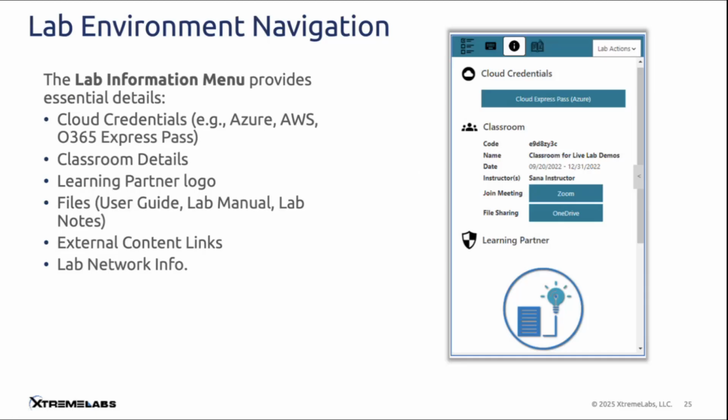In the info tab, users will be able to see the cloud credentials for their Azure, AWS, Copilot, and the classroom details over here, the instructor name, any links if the instructor has shared any links for an online meeting, or any external files will be available here. And then the logo for the lending partner will also be available here.